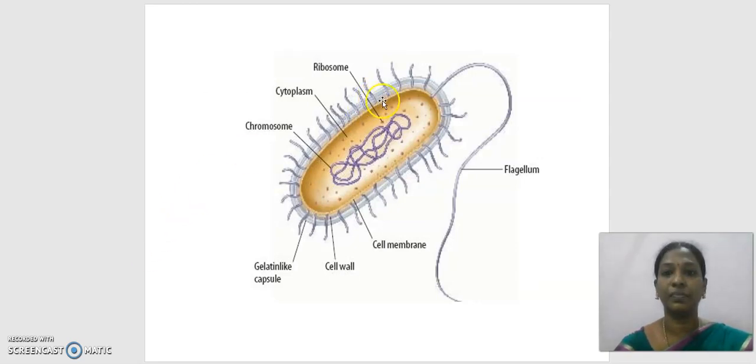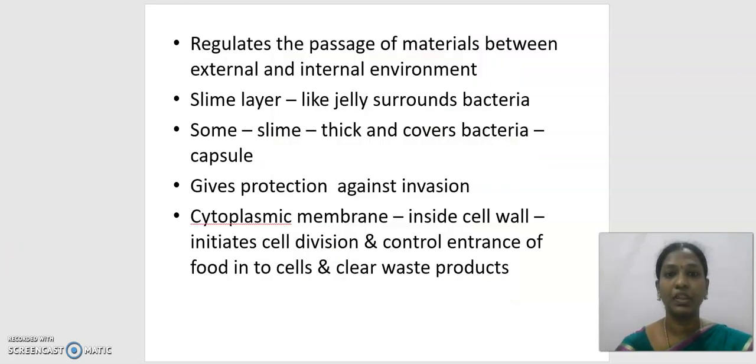This outer part of the cell is called the cell wall. So what is the role the cell wall plays? The first is that it regulates the passage of material between the external and internal environment. That is, without its knowledge, nothing can go out of or get inside the cell.